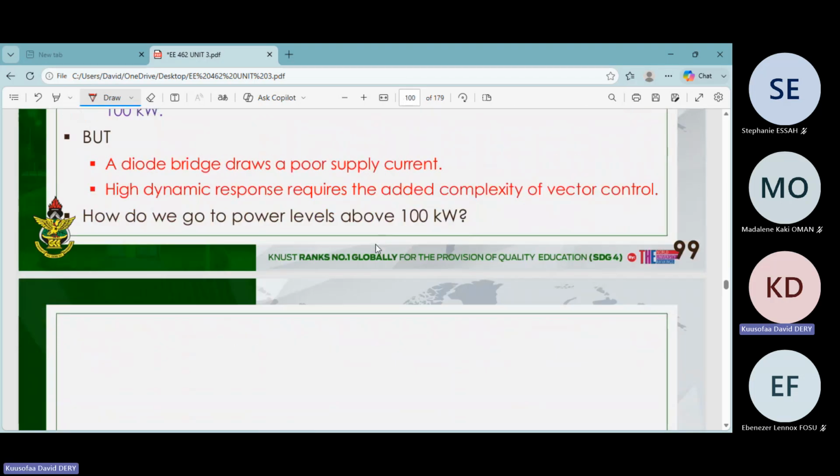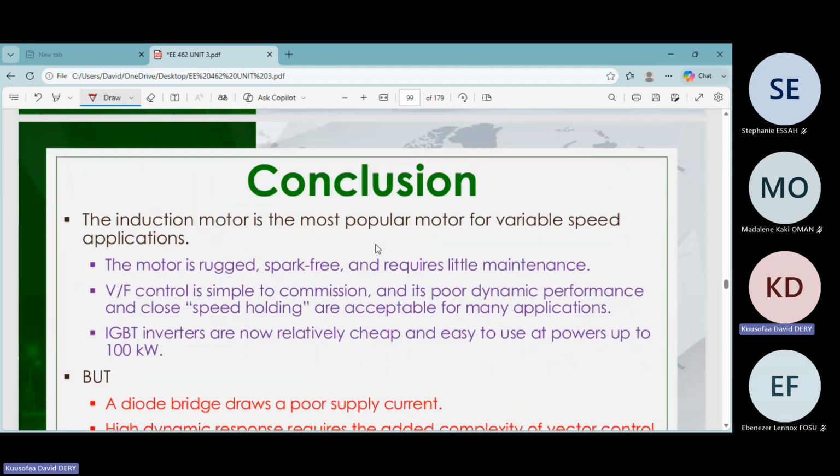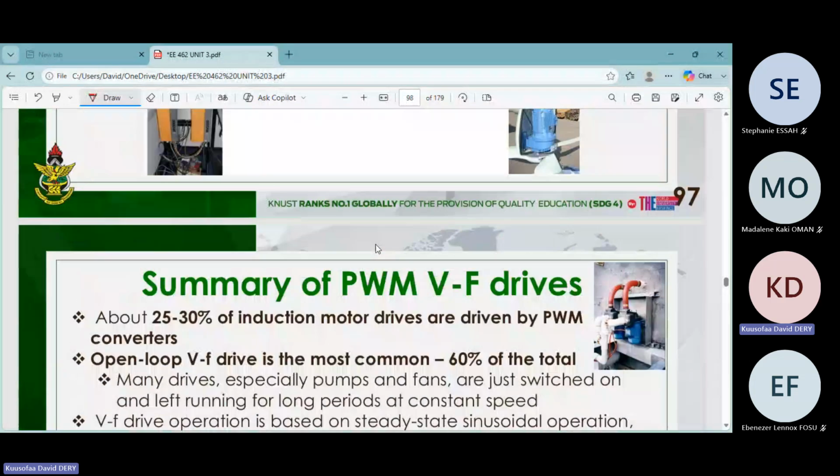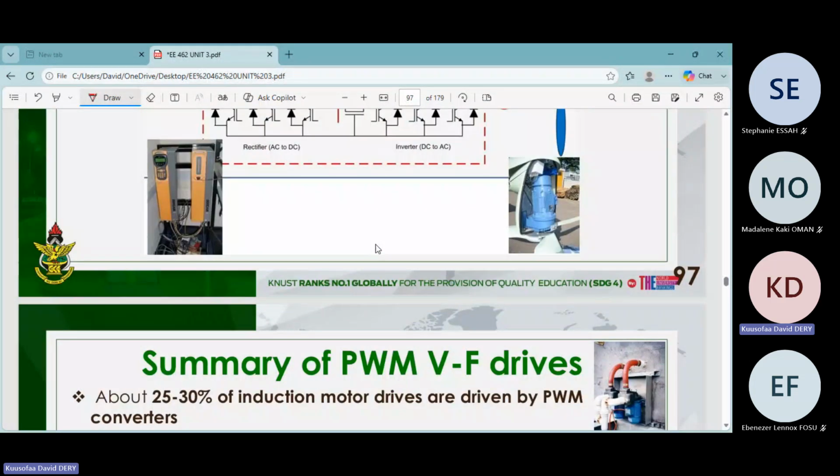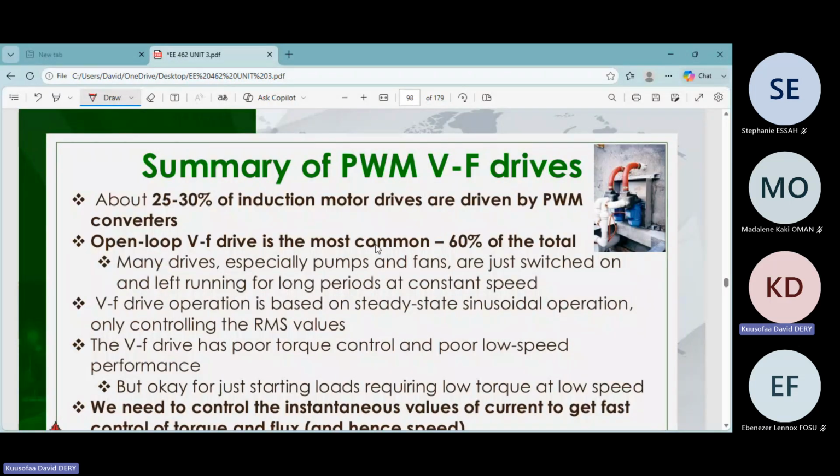So we take a summary, and the next time we'll come and solve the examples. About 25 to 30% of induction motor drives are driven by PWM converters. The open loop variable frequency drive is the most common type, about 60% of the total drives that are available.